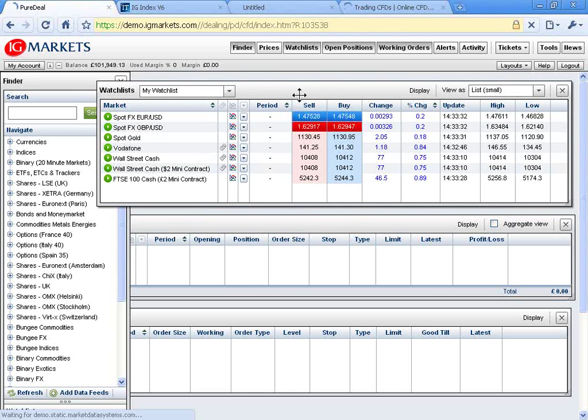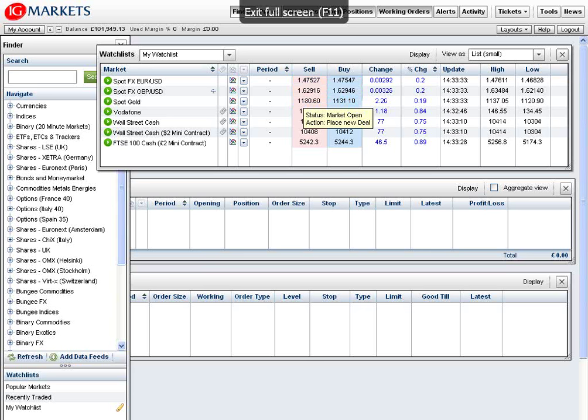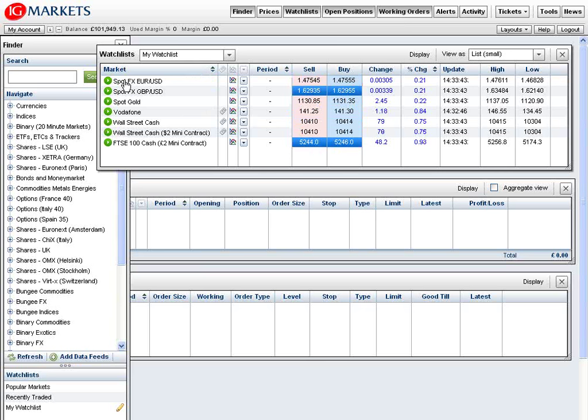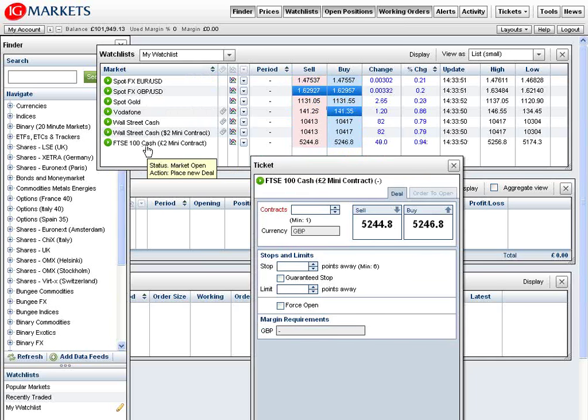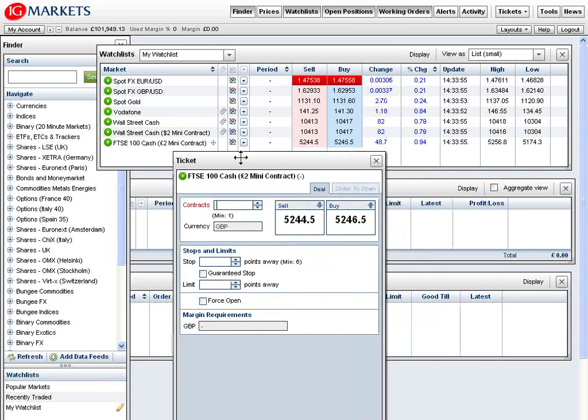For those of you who aren't clients watching this, what we're looking at here is our trading platform, PureDeal. If you're a client of ours, this is what you get access to. I've got a couple of markets I've just put in my watch list here to keep an eye on for the purposes of today's seminar. We'll do the FTSE 100 cash contract.